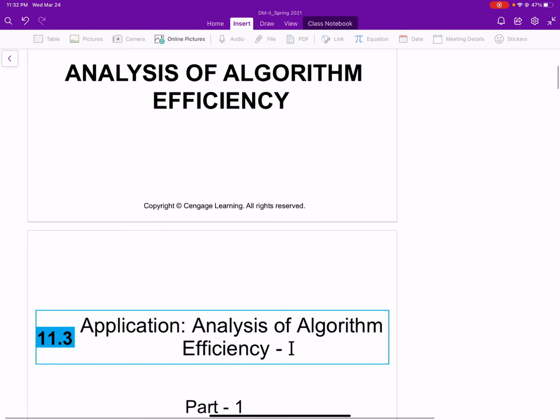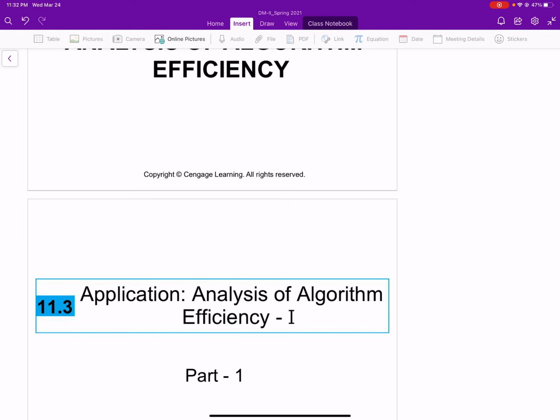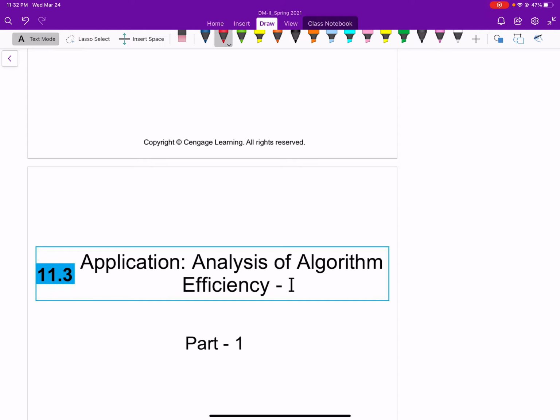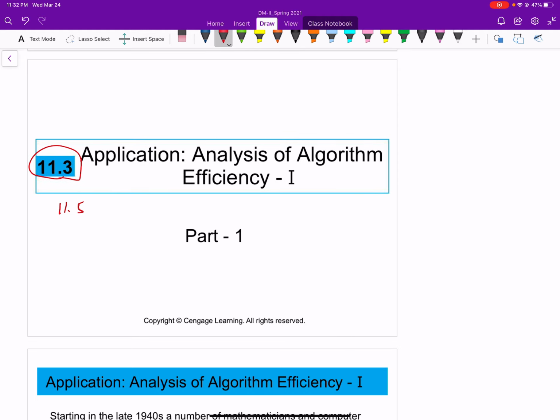Hello, this is section 11.3. In this section we're going to talk about applications, analysis of algorithm efficiency 1. In section 11.5, we are going to discuss efficiency, the second part of efficiency.